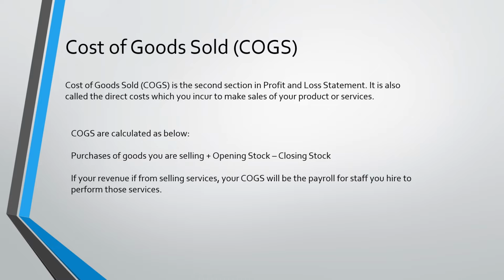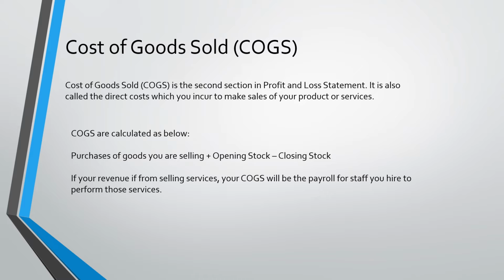These are listed in the profit and loss statement as the second section after the revenue. It's also called direct cost, which you incurred to make sale of your products or services. There is a formula to calculate COGS, which is purchases plus opening stock minus closing stock. These purchases are the purchases you made of the goods you are selling.